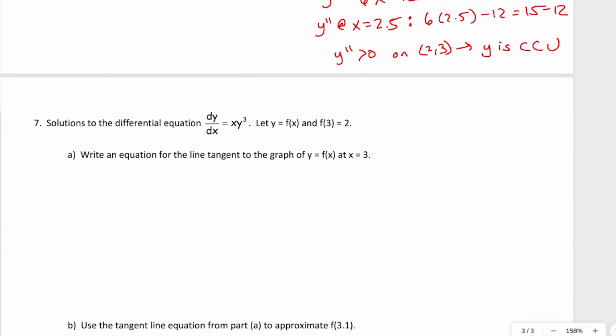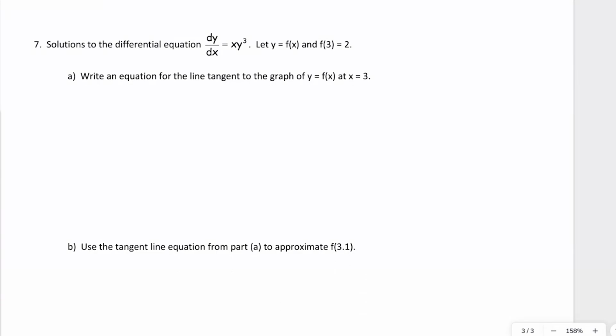Number 7 gives us the solutions to a differential equation. A differential equation, by the way, is just an equation for the first derivative. That's why it's called a differential equation. dy/dx is x times y cubed. And we're going to let y be f of x. And we have a point on this function, (3, 2). So this just means we have a point at (3, 2).